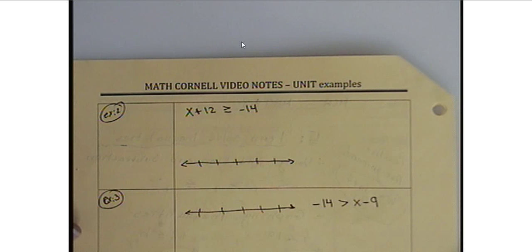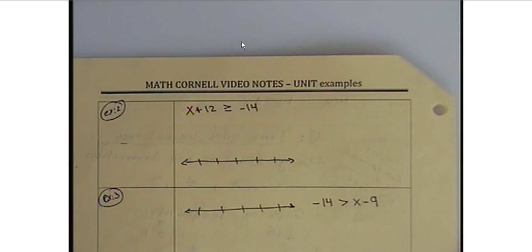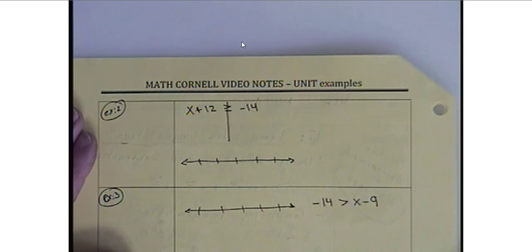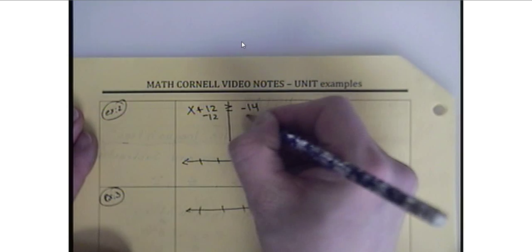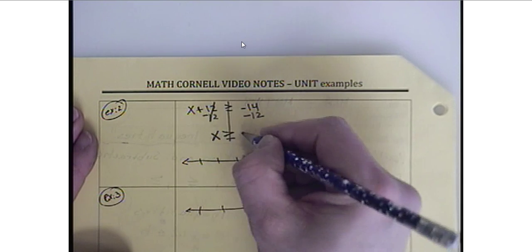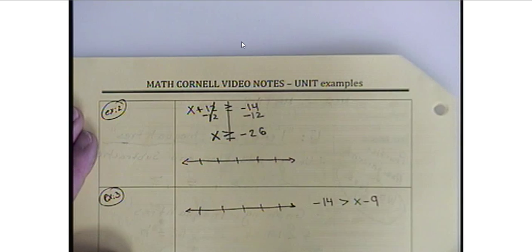I'm gonna keep going. Example number 2. x plus 12 is greater than or equal to negative 14. So let's go ahead and solve the inequality for x. Minus 12 on each side, those two cancel. We have x is greater than or equal to negative 26.